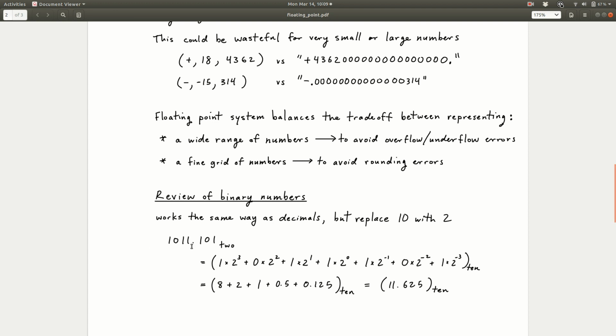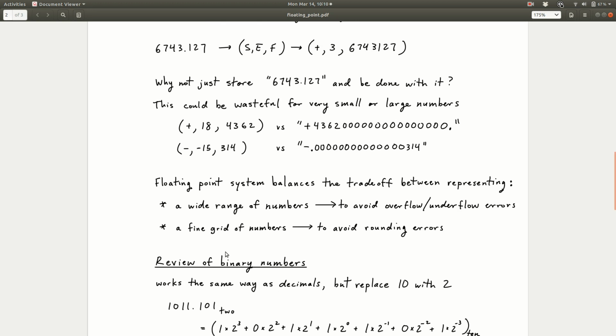1011.101, by the way, this is no longer a decimal point because we're not working in a decimal number system. Decimal means 10. So in general, for different bases, they call the decimal a radix point. So we'll just call it a point. So 1011.101 in binary, this works the exact same way as the decimal.